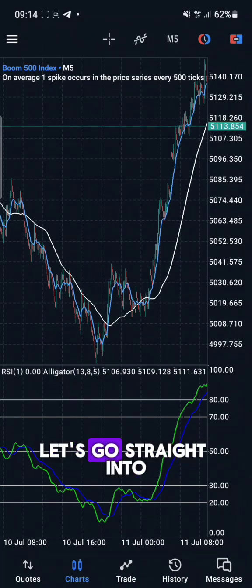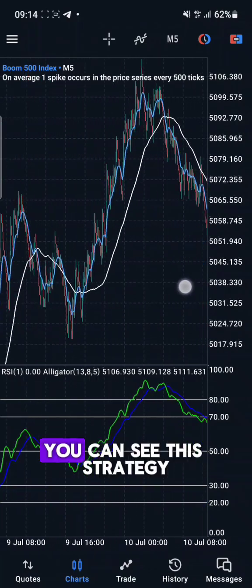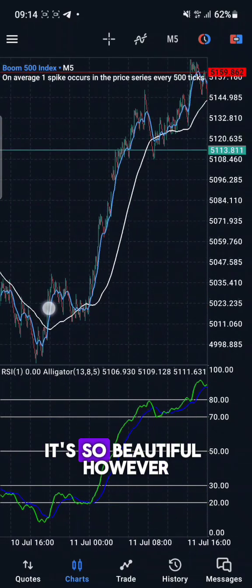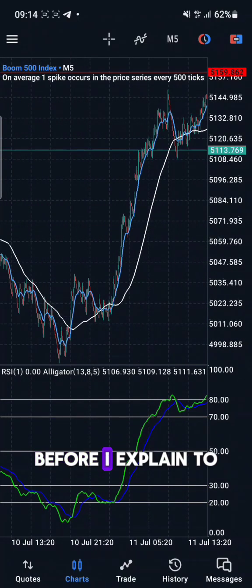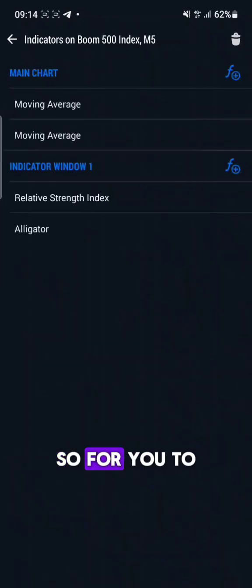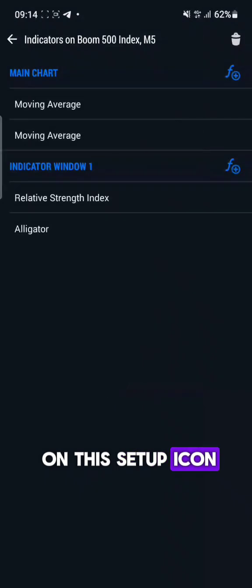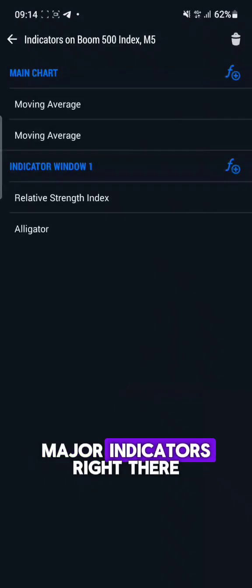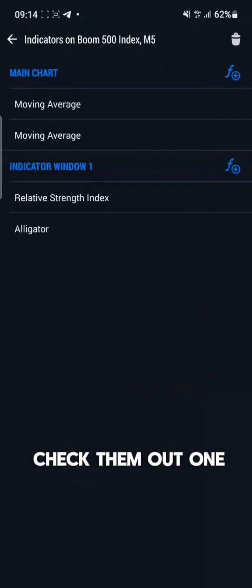So quickly, let's go straight into what we have right here. Okay, you can see the strategy, it's so beautiful. However, before I explain to you how it works, let me show you the setup first. Okay, so for you to have access to the setup, you click on this setup icon, and there are four major indicators right here, so we're going to check them out one after the other.